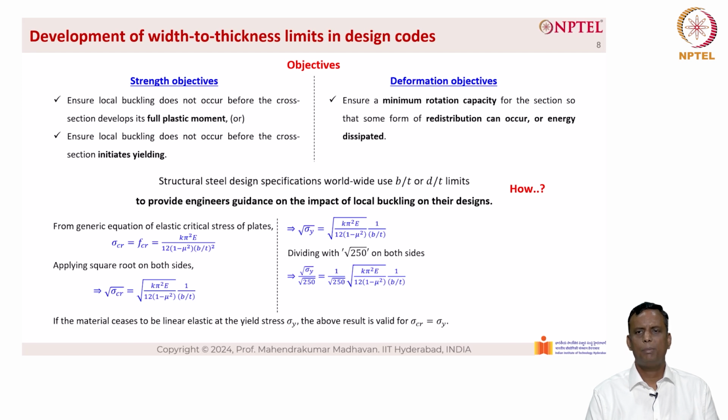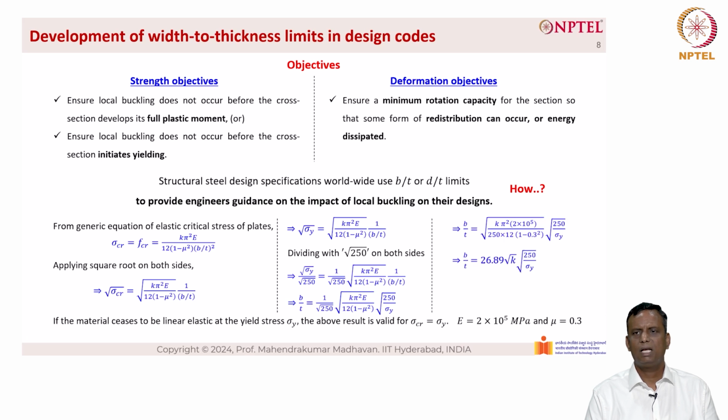into 1 by B by T. Now, B by T is given as 1 by root of 250 into root of K into pi square E divided by 12 into 1 minus mu square into root of 250 by sigma y. Now, substituting E equal to 2 into 10 power 5 Newton per millimeter square and mu equal to 0.3, we get the value of B by T equal to 26.89 into root of K into root of 250 by sigma y. Now, K is the elastic plate buckling coefficient, and what value needs to be considered in the design is a big question.